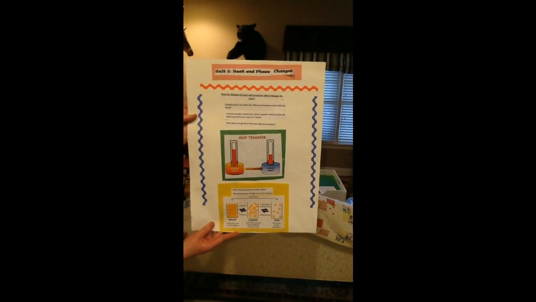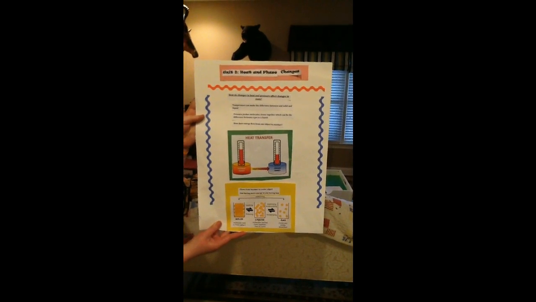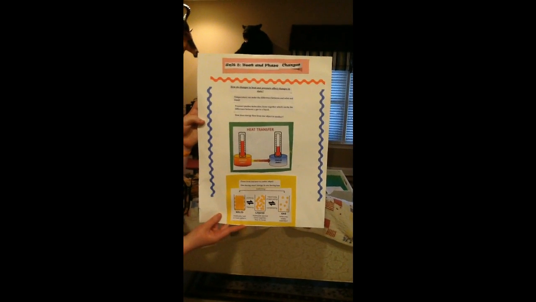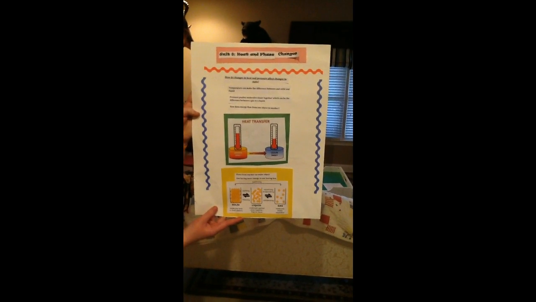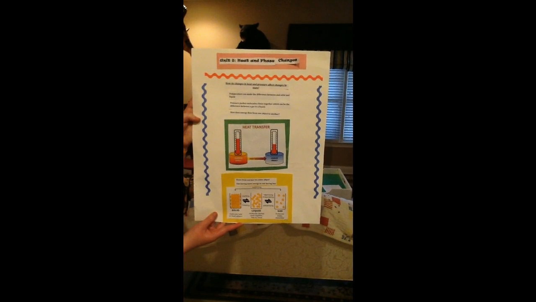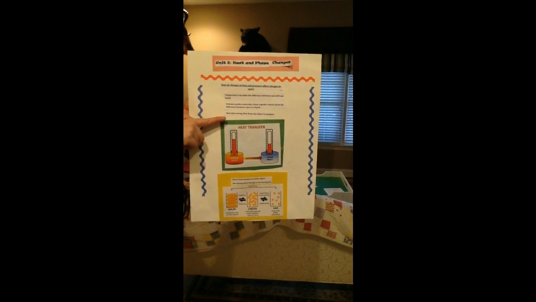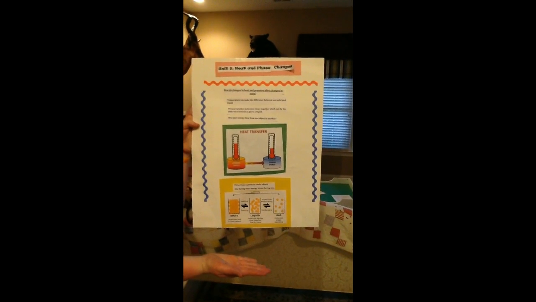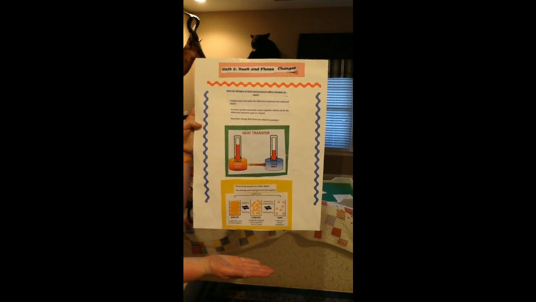Heat and phase changes. In this lesson, we're going to talk about how changes in heat and pressure can affect the changes in state. As you know, temperature can make the difference between a solid and a liquid. Pressure pushes these molecules closer together, which can be the difference between a gas and a liquid. So, how does energy flow from one object to another? In the picture, you can see that heat transfer goes from a warmer object to a cooler object. And in the earlier experiment, heat was released when the product was released into the atmosphere. The smoke was when the energy was being transferred.